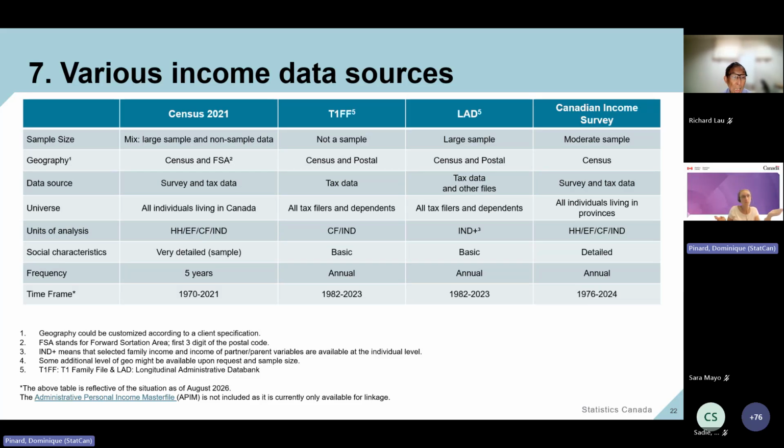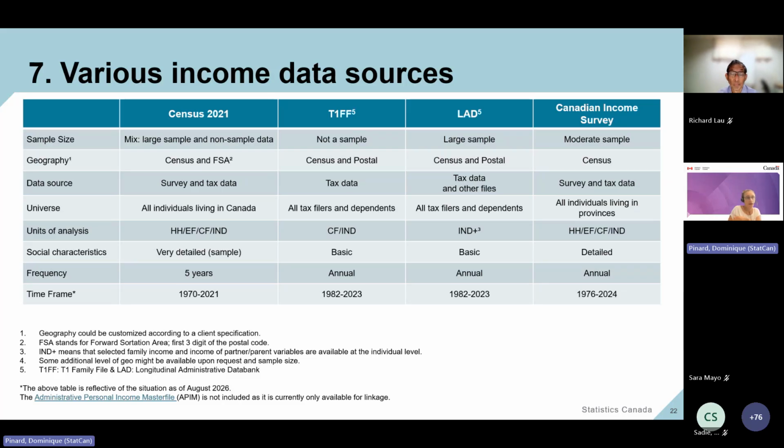As for data sources, most of them are using tax data. The Canadian Income Survey obviously is using a survey, and the census is also collecting data through a survey. The universe is slightly different depending on the data source that you are looking at. The census focuses on all individuals living in Canada based on their principal residence. TIFF and LAD are based on mailing address and on tax data. And the Canadian Income Survey covers all individuals living in the provinces, and now they're releasing territory data.